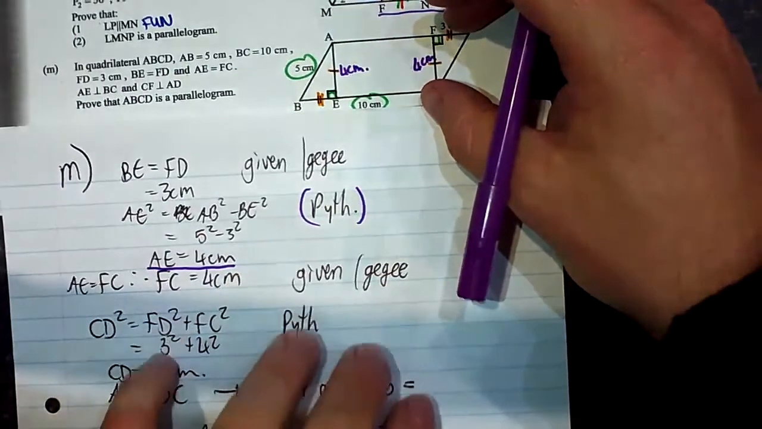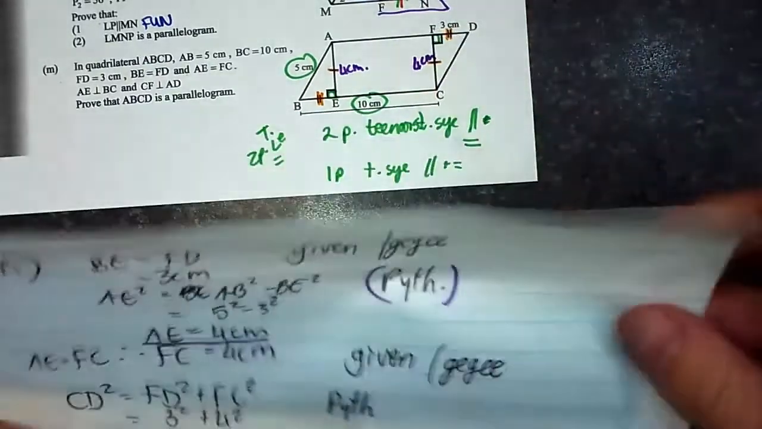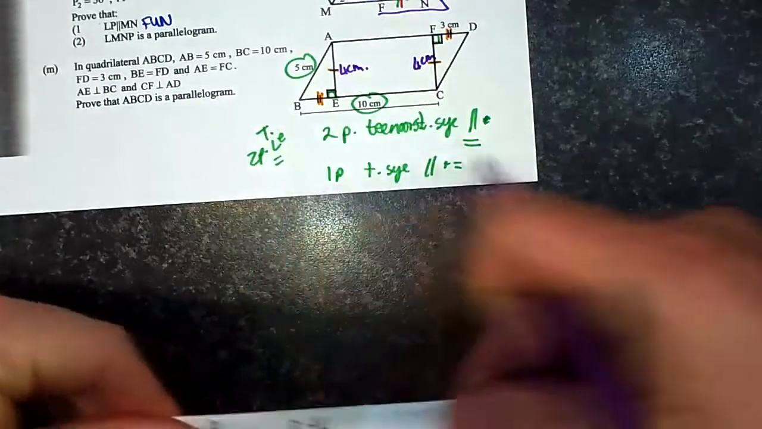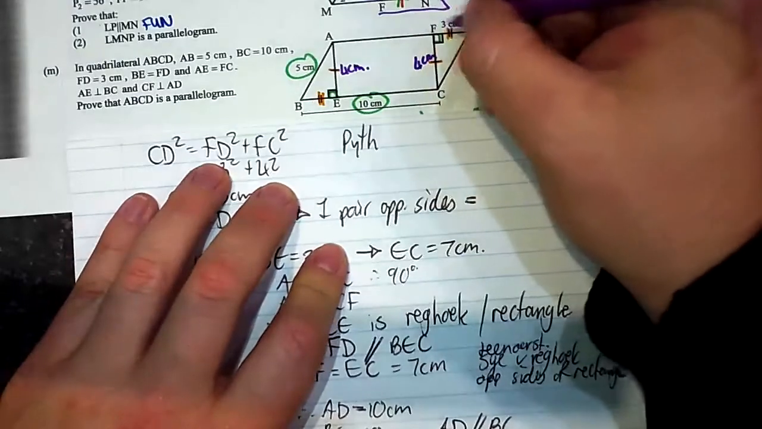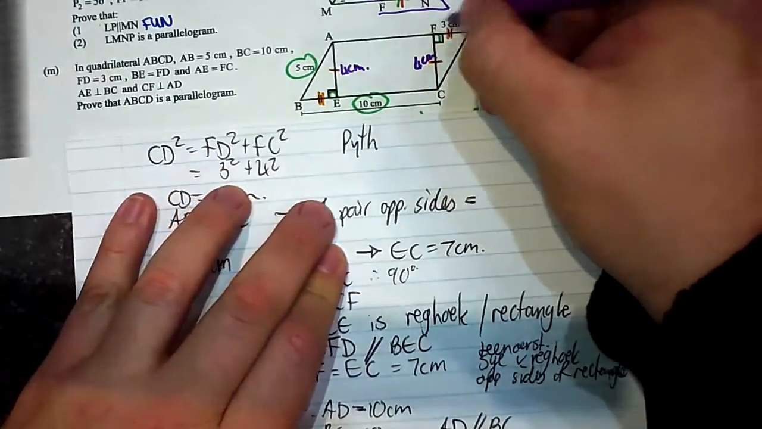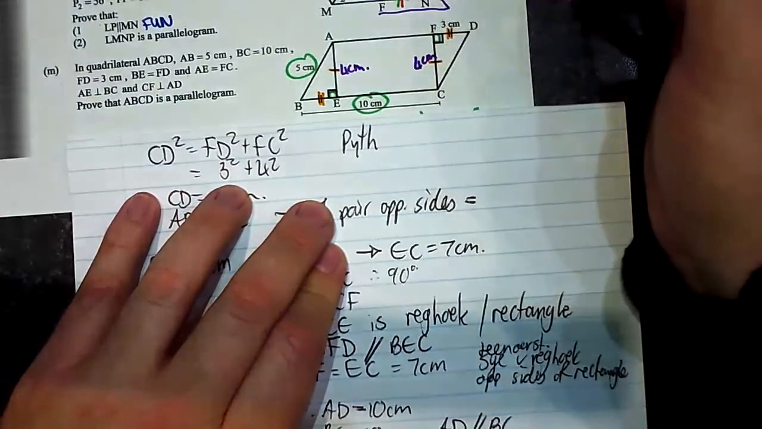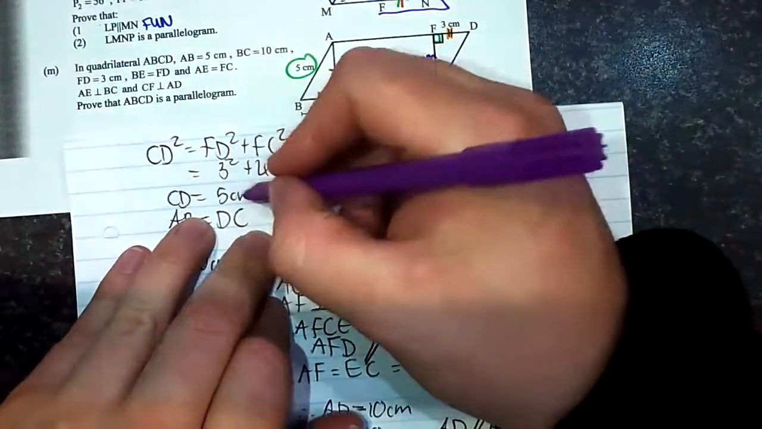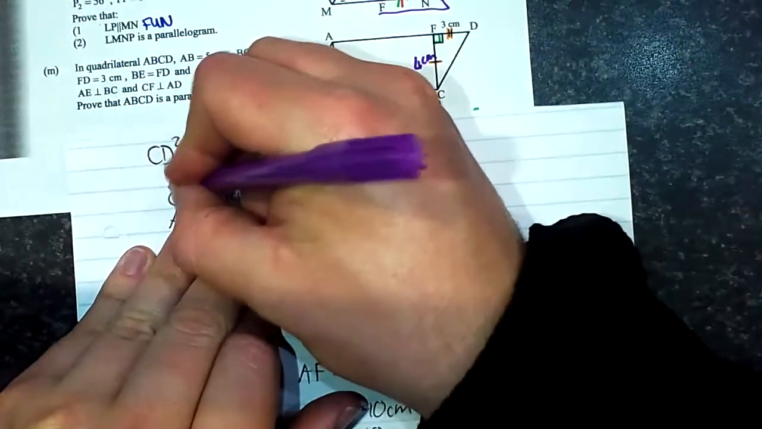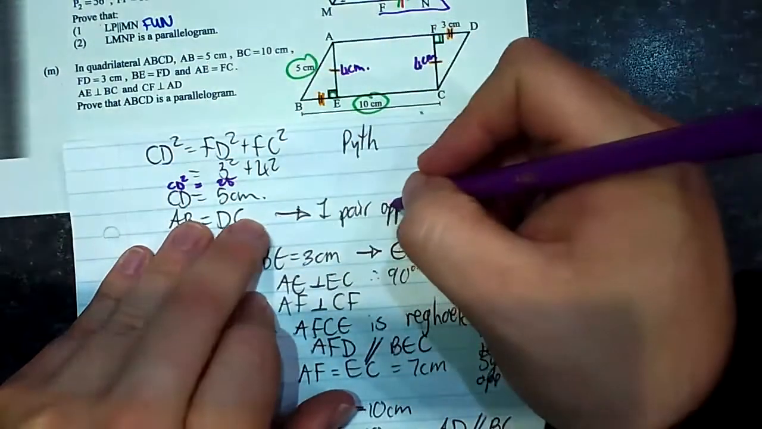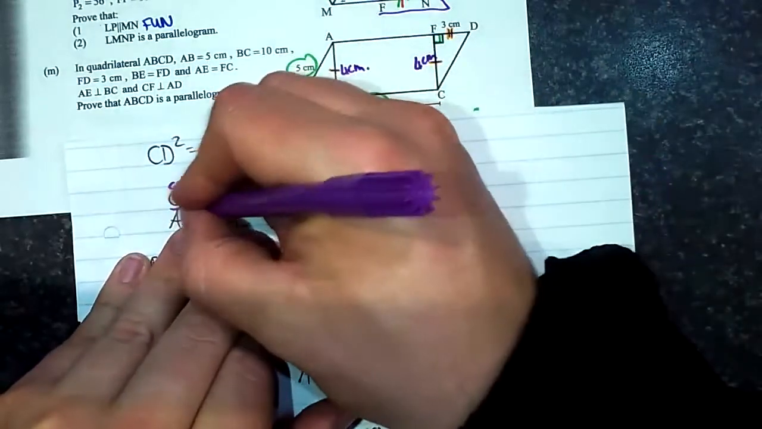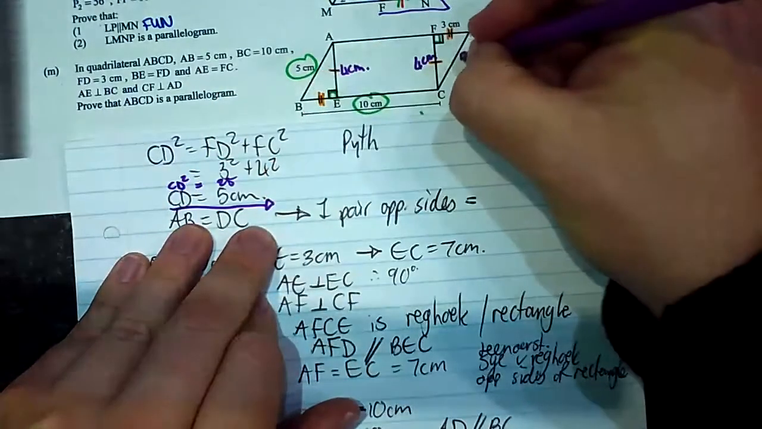Okay, so let's see. CD squared. CD kwadraat is gelyk aan FD kwadraat plus FC kwadraat. Dus 3 kwadraat plus 4 kwadraat geeft my 5 kwadraat. Wel, dat gee my 25, wat 5 kwadraat is. Wortel, CD is 5 centimeter. Okay, one step you can skip by now. CD squared is equal to 25, square root, sharp. You can skip that intermediate step by now. So CD is equal to 5 centimeters.